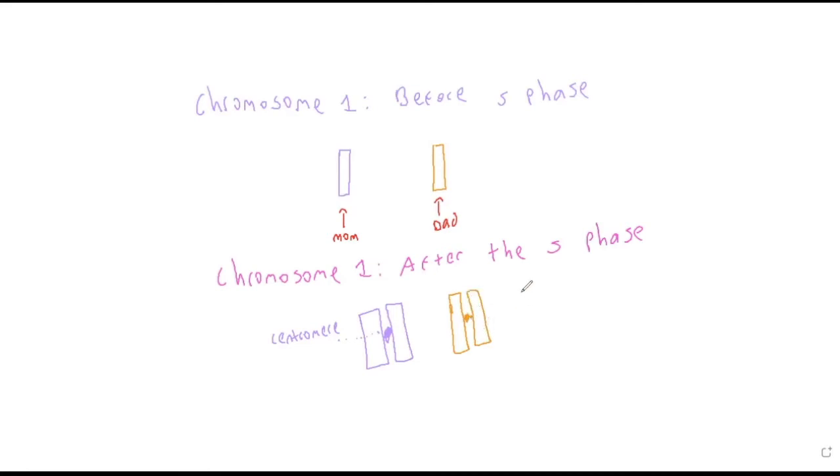These are called sister chromatids. Sister chromatids are identical chromosomes that are the result of the S phase of the cell cycle. Oh, by the way, I didn't mention this. Please note this, but interphase is all the stages that do not include mitosis.